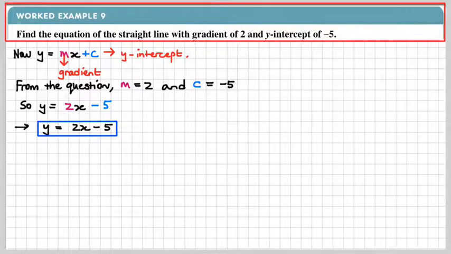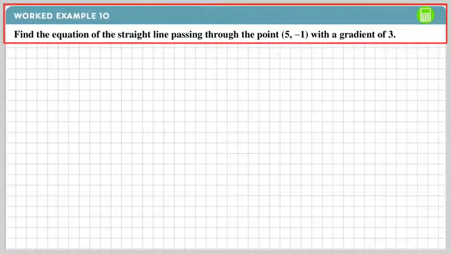Yes, sirree. That's it. All right, one more to go, and then we will dismiss for the video for the evening, and you can go and do some practice. So what we're doing here, finding the equation of a straight line passing through the point 5 and minus 1, with a gradient of 3. I don't think this is a problem at all. We've already got m, haven't we? And we've got a known point to substitute into the equation to get c.